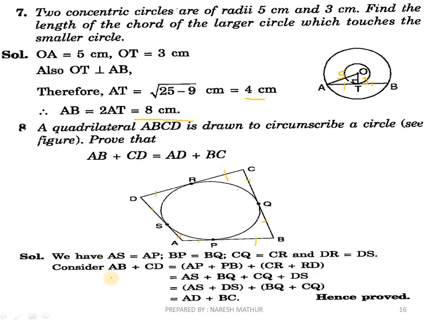So we are writing just AB plus CD. Now AB can be written as AP plus PB and CD can be written as CR plus RD. Alright. Now AP equals AS, PB equals BQ, CR equals CQ and DR equals DS. Now we are just making pairs: AS plus DS and BQ plus CQ. AS plus DS equals AD, alright, and BQ plus CQ equals BC. Hence, proved. Good. It's a good question, but simple also. Alright.